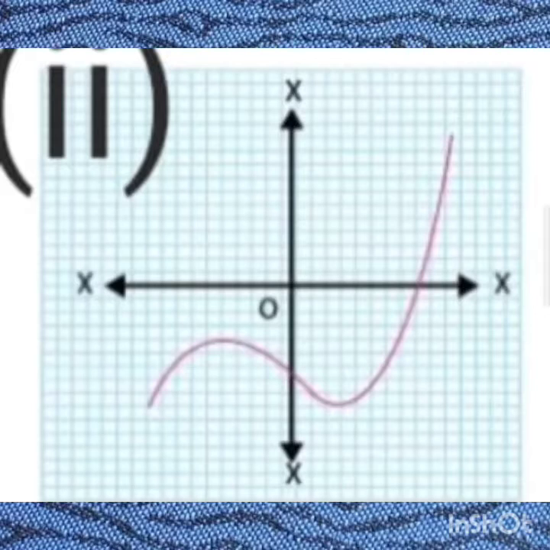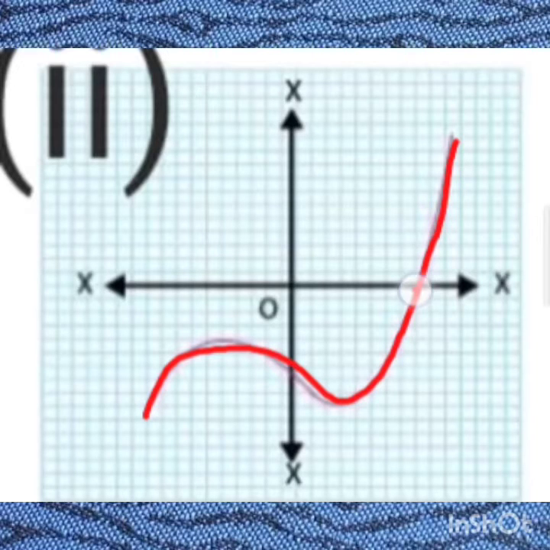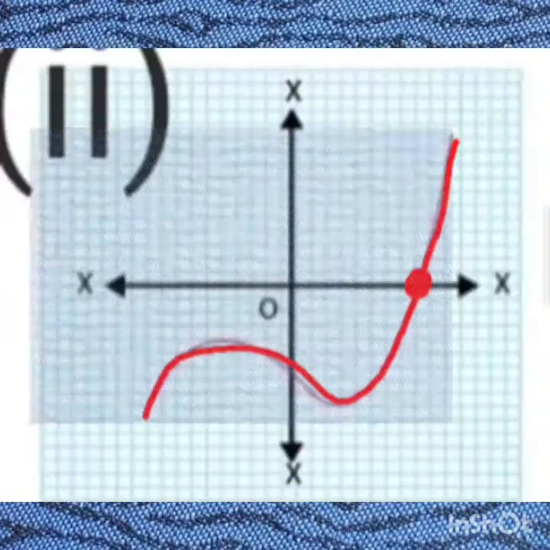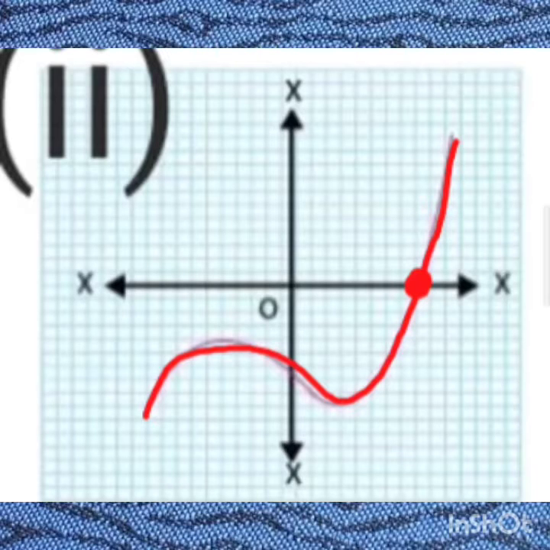Here is the second graph given in exercise 2.1, in front of your screen. You can see, dear student, this curve is intersecting the x-axis at this point. Only a single point is there. That's why we can say that the number of zeros is 1, as the graph intersects the x-axis at one point. Got it?